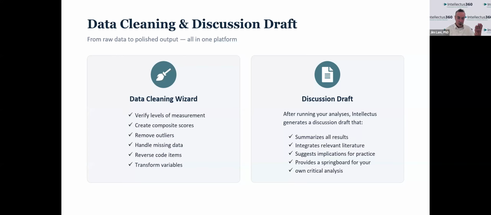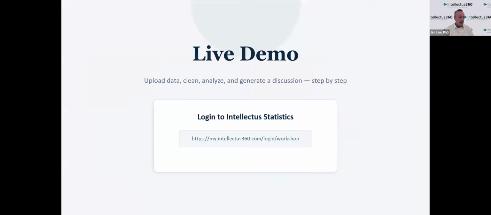We'll talk about the tool. Intellectus has a data cleaning wizard, because cleaning data is 90% of the job. The other part, that big star, is the discussion section draft, which is going to help quite a bit. Okay, let's get to the demo. I've been talking for half an hour. There's questions up here.